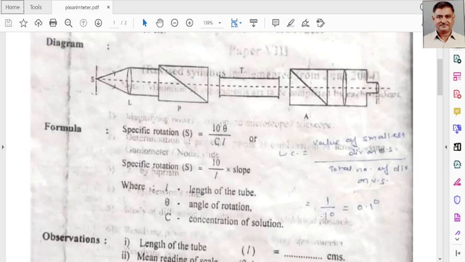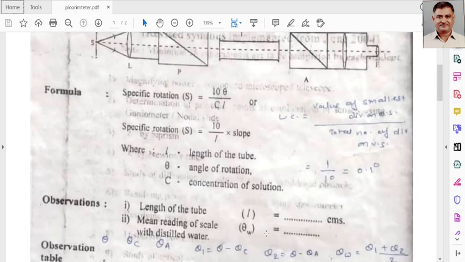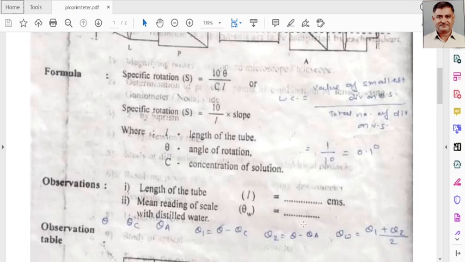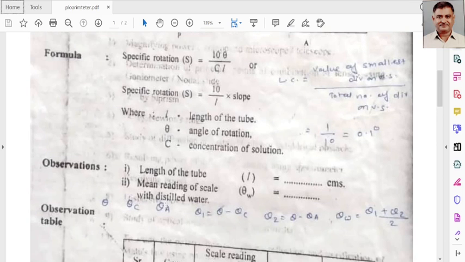In this part, the things are written by hand, that is the least count, and the instrument which we are going to use has a least count of 0.1 degree. Then these observations we have to fill. Length of the tube L equals so many centimeters. Mean reading of scale with distilled water, that is theta W, we have to write.